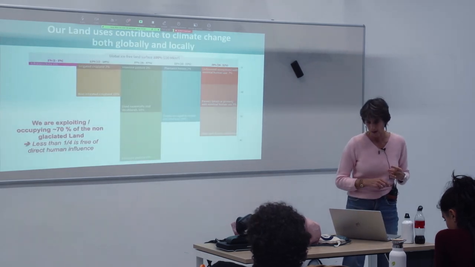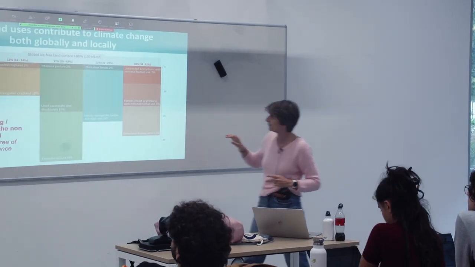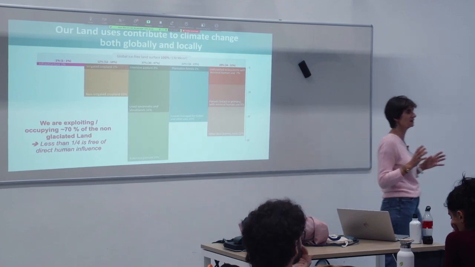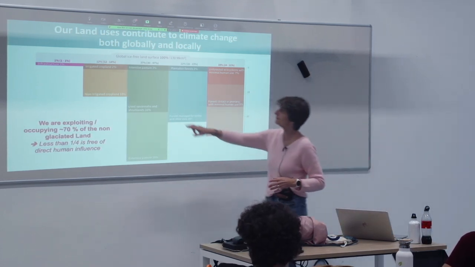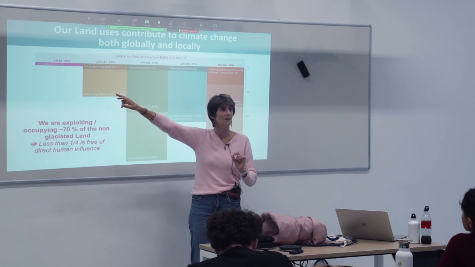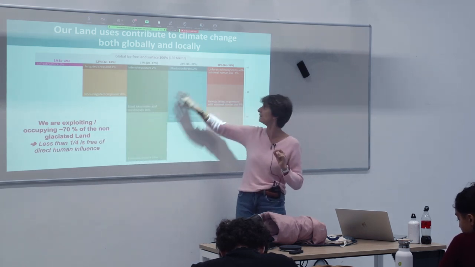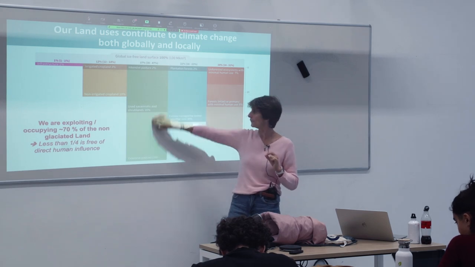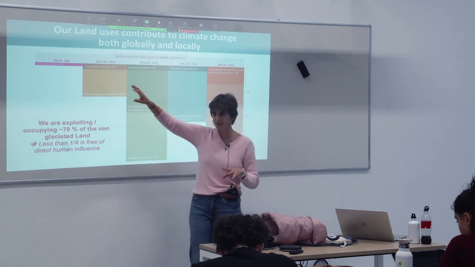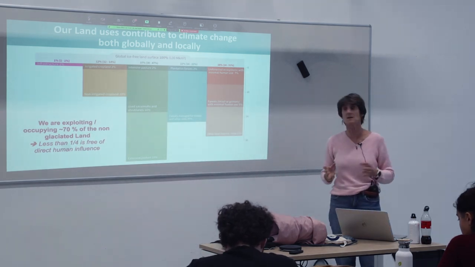Okay? So we talked about the land quickly for the deforestation. Today we are using about 70% of our land, the non-glaciated land. 1% are cities and infrastructure. It's just 1%. We are 50% of humanity living on 1% of the land. All the rest is our exploitation for wood, for animals, livestock, and for croplands. Okay, so this is our usage of the land.